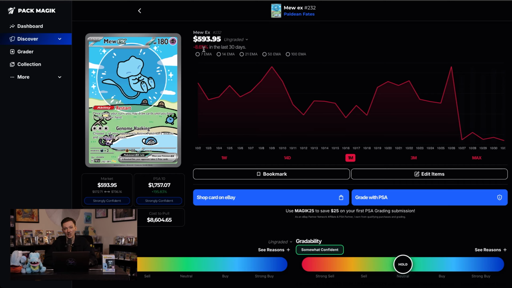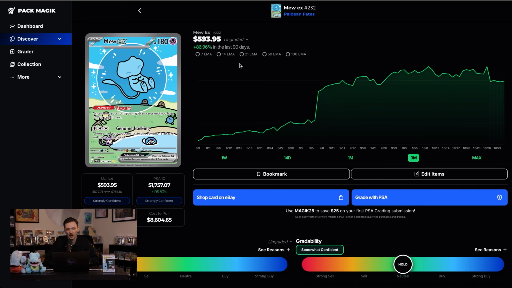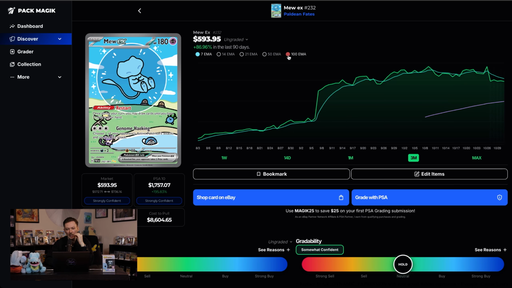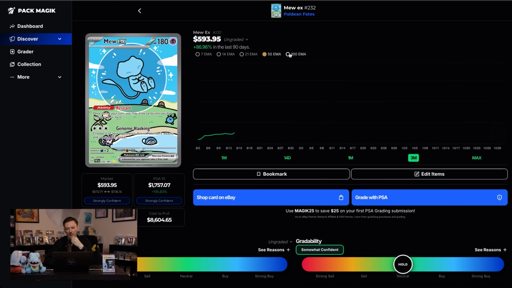EMA stands for exponential moving average, and the number represents the number of days or the increment. And for this, it's number of days. So whenever I'm looking at a card and trying to figure out what the opportunity looks like, the higher the EMA, the stronger the signal. The signal is whenever an EMA crosses a second EMA. So if a 7 crosses the 100 EMA, it might mean something, okay? But it means much more if the 50 crosses the 100 EMA, okay?